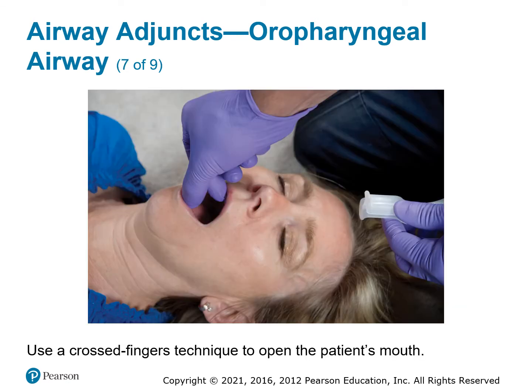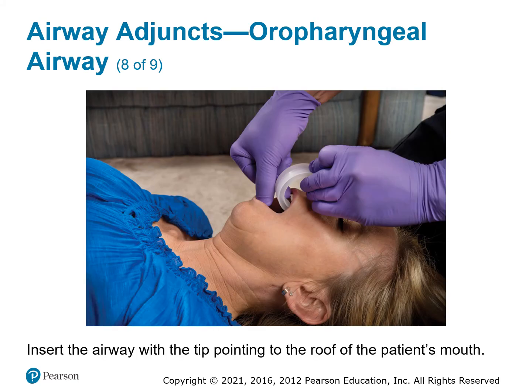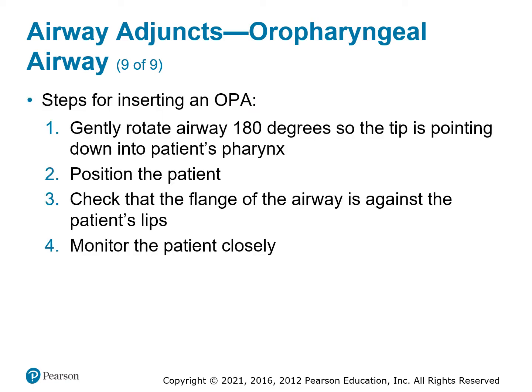So this is the cross fingers method. If she bites, the fingers are going to be able to be pushed out so they don't get bit. Putting it in what appears to be upside down, just to get it in, you're going to get past the teeth, and you want to get past the tongue. Then you're going to rotate it 180 degrees so the tip is pointing down the pharynx, so it's more anatomically correct. You want the flange, or that wide spot at the top, to be resting against the patient's lips. Then monitor the patient closely, because as you provide them oxygen, they may start to wake up.